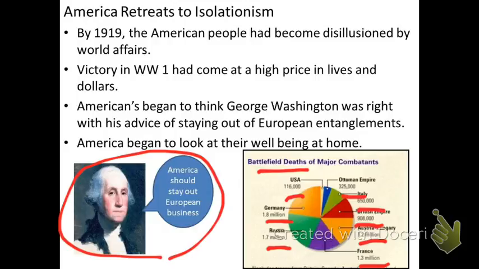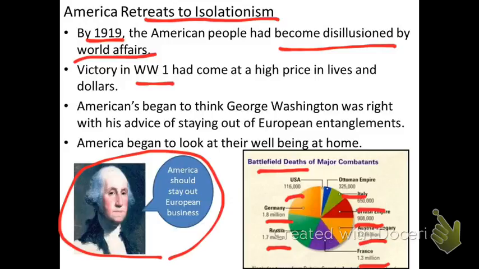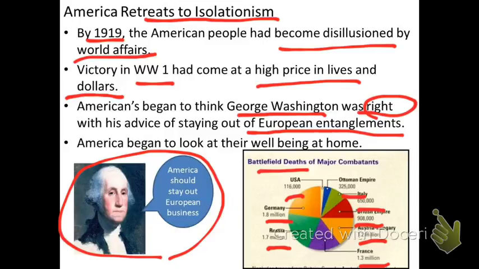By 1919, getting back to us retreating to isolationism, the American people had become quite disillusioned by world affairs, which of course is World War I. Victory in the war had come at a very high price in lives and in dollars, blood and money. That price was too high for many Americans. Americans began to rethink what Washington had said, and that he was right. He is George Washington, of course he's right, with his advice about staying out of European entanglements.